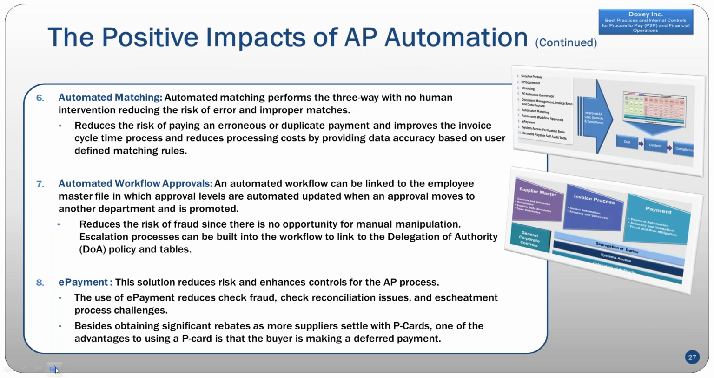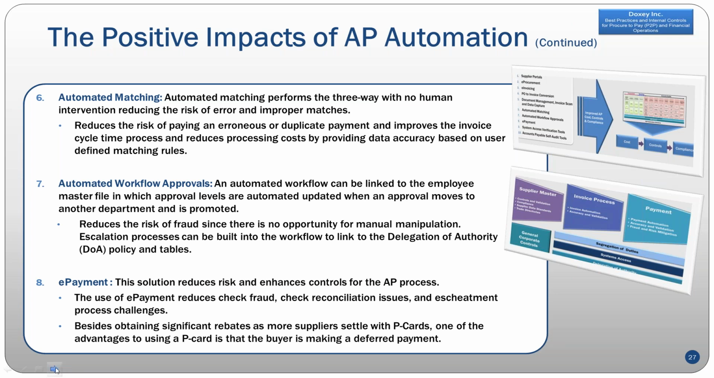Okay, the next couple with automated matching, and there are some tools out there that actually perform automated matching without the risk of error and improper matches, and automated workflow approvals. This can actually be linked to your employee master file using a delegation of authority policy, and which approvals are automatically updated when an approver moves to another department or is promoted.